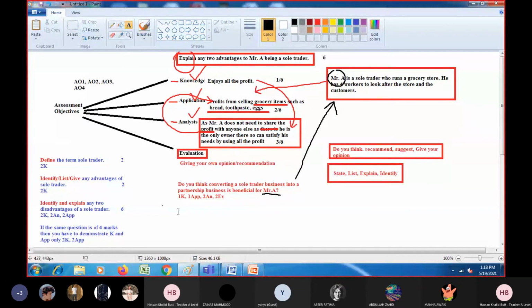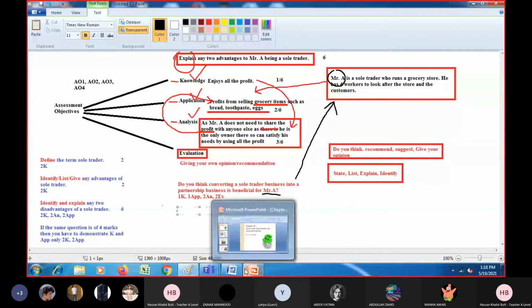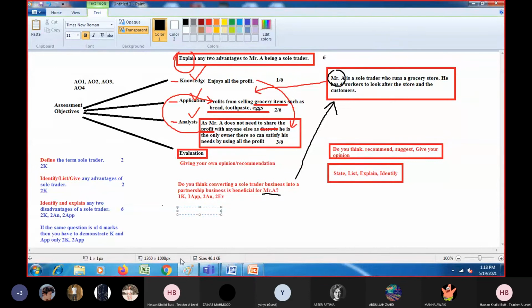So in that case, what will happen? If there is no reference to the business situation or the case in the statement of the question, then the distribution is like this. There are 2 marks for knowledge instead of 1, and 0 marks for application, because the question is not referring to the case or the business situation, right?